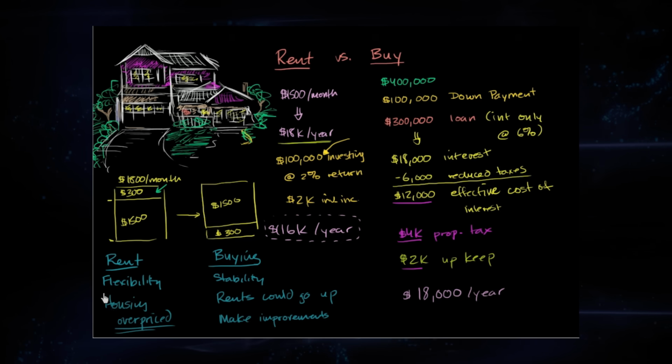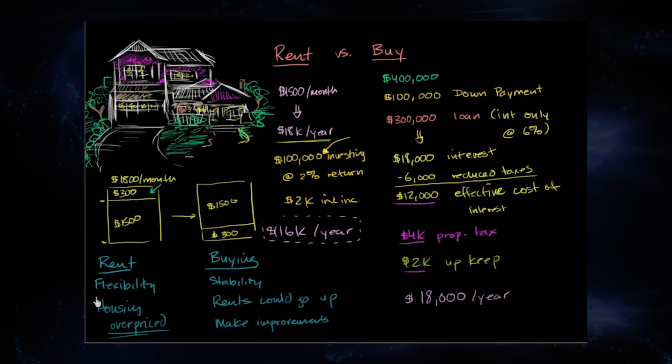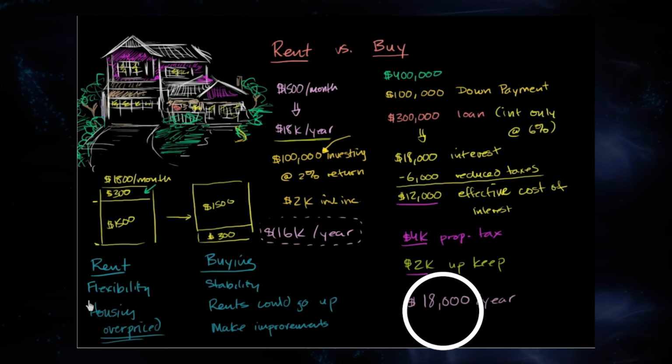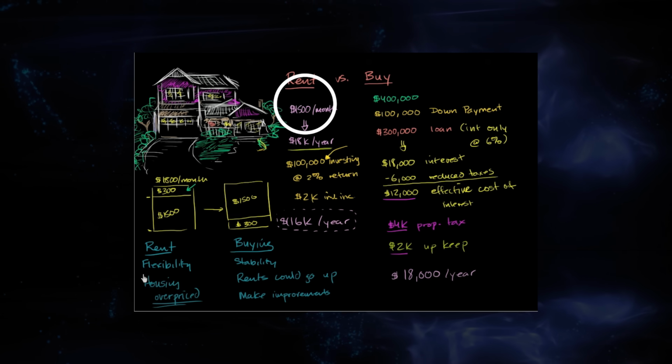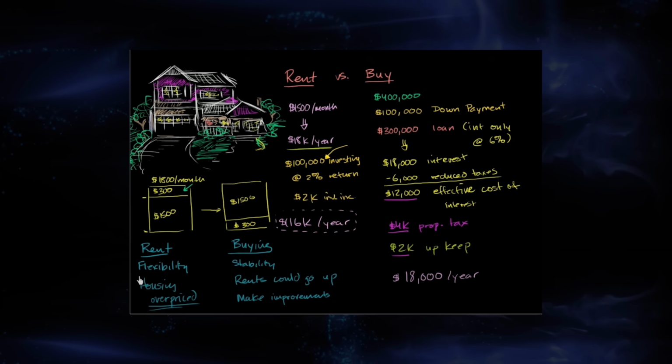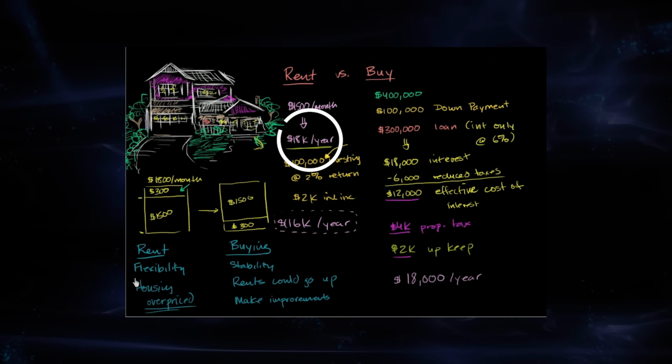Which means that in the end, the amount of money that you're paying for the house in terms of buying is $18,000. So now let's consider renting. Say you have that same place, right? And the rent for it is $1,500 per month. This means that it also works out to be $18,000 a year if you actually rent the house.